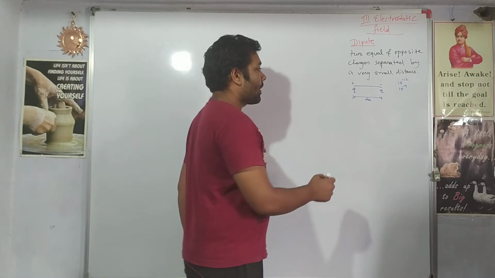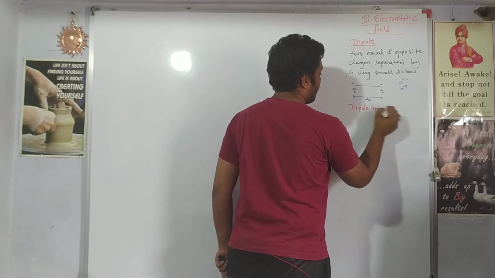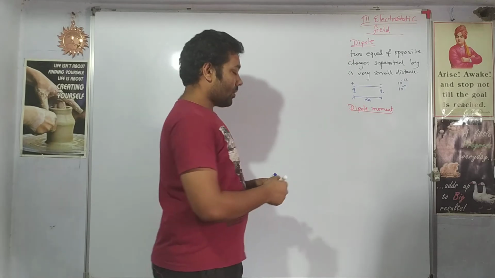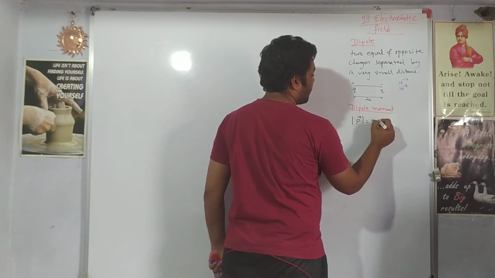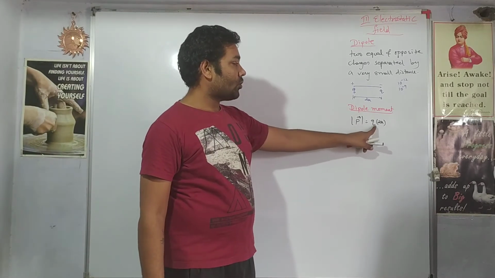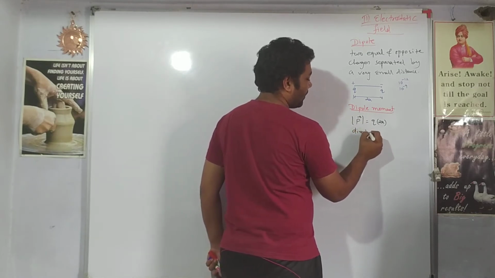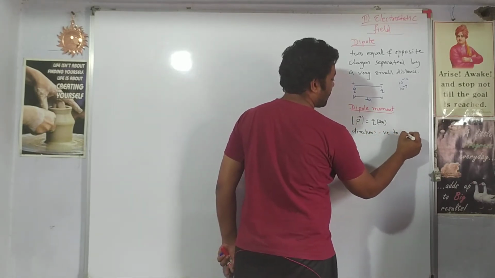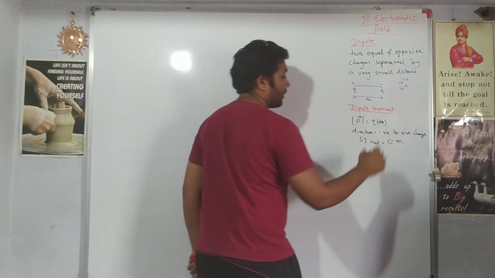Related to this dipole, we have one physical quantity which is called the dipole moment. Related to the dipole, we define the physical quantity dipole moment, which is denoted by P, and it is given by charge into the distance between the two charges. What is the direction? Yes, it is a vector quantity. Magnitude is this, and its direction is always from negative to positive charge, and its SI unit is Coulomb meter.